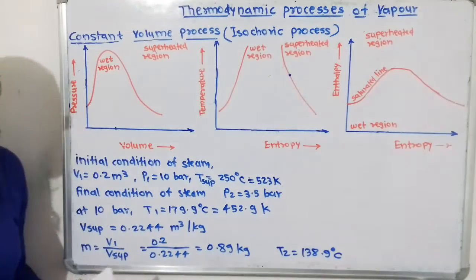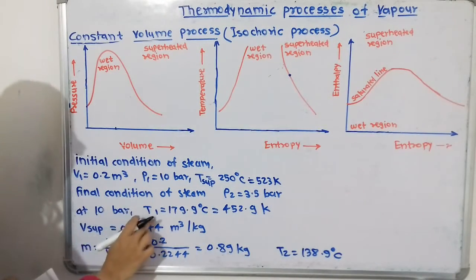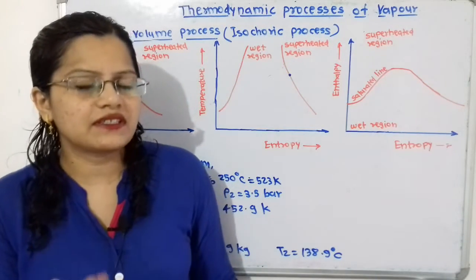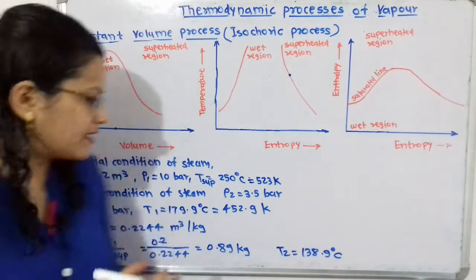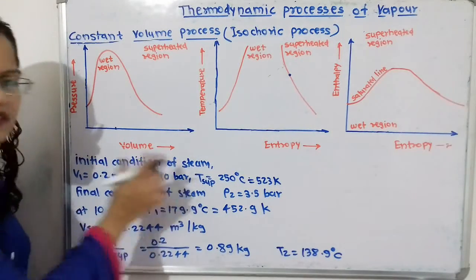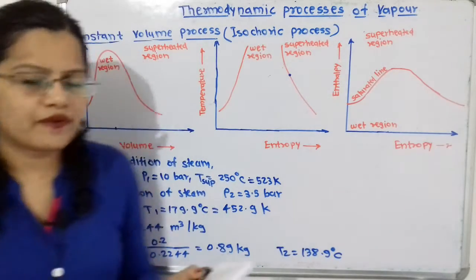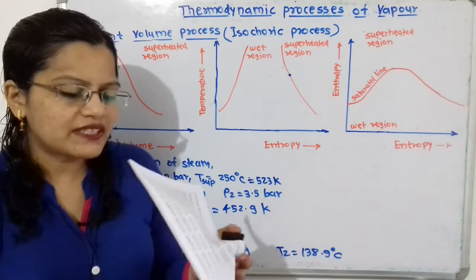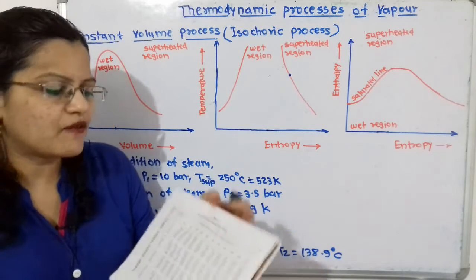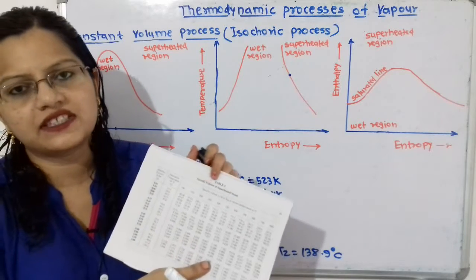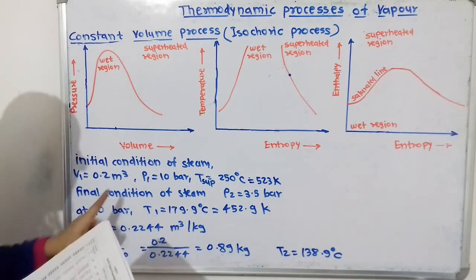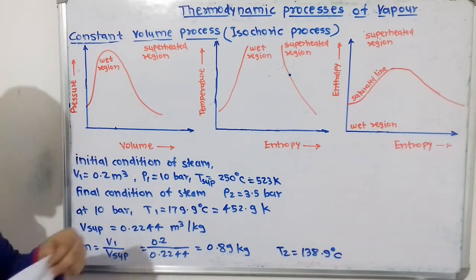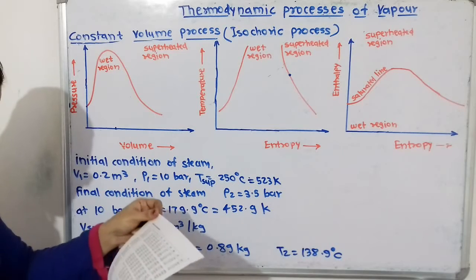here in the superheated region. Now how to find out V superheated? Because this temperature is T superheated, the initial condition of steam is superheated steam. So now we will find out the specific volume of the superheated steam. In the steam table, there is a table for specific volume of superheated steam. So at a pressure of 10 bar and temperature 250 degrees Celsius, we will find out the specific volume.